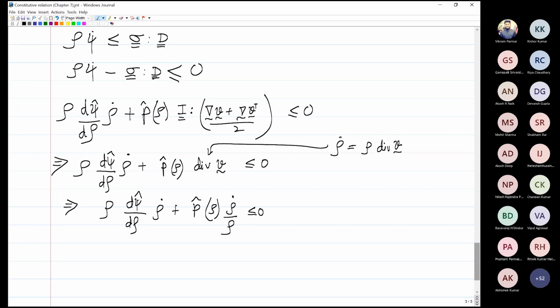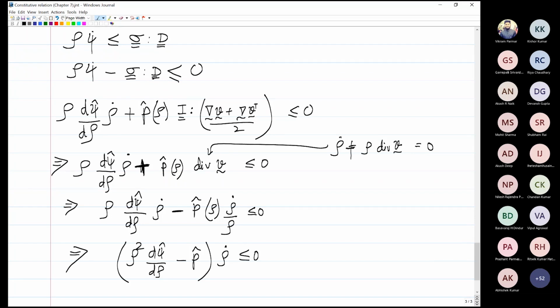Okay, so I hope I haven't made any mistake anywhere. Sorry, this is rho dot plus this equal to 0, so you get a minus sign here now. I was thinking, where is that minus sign? Okay, here it is plus, but here you'll have a minus sign. So finally, this tells us that it is rho square d psi hat by d rho minus p hat, into rho dot, that's less than or equal to 0.